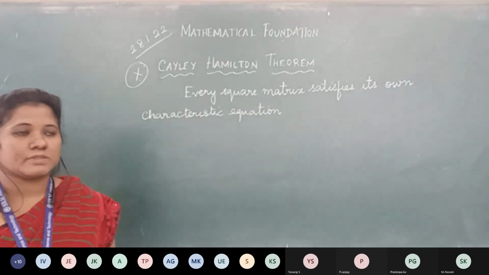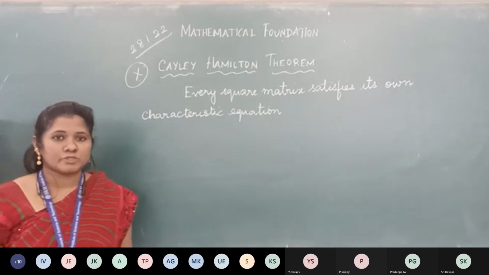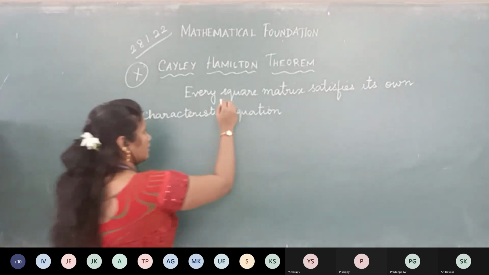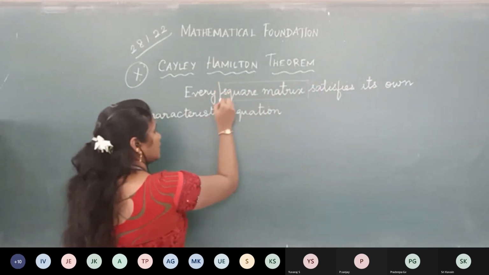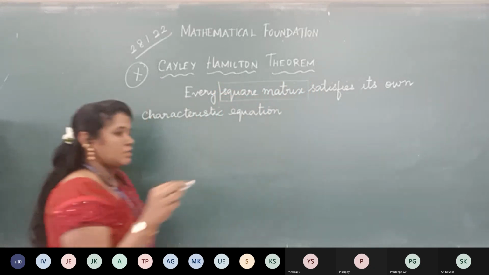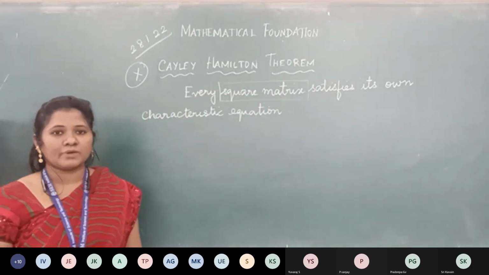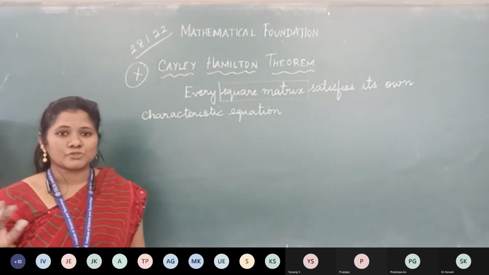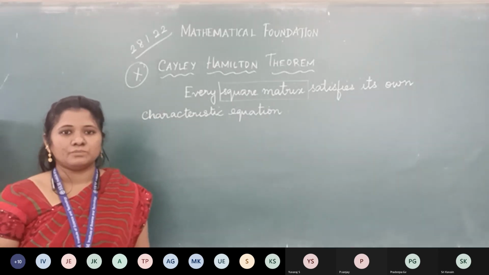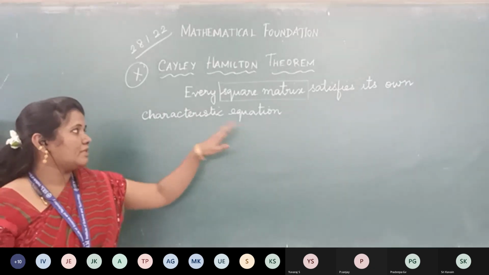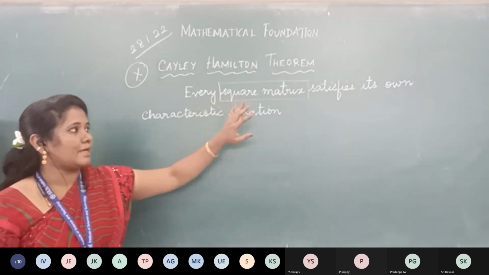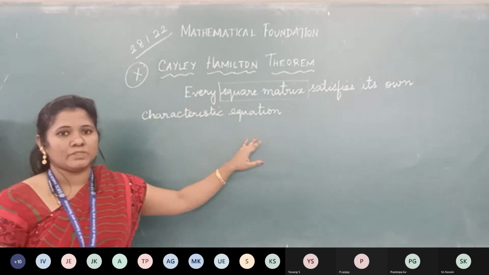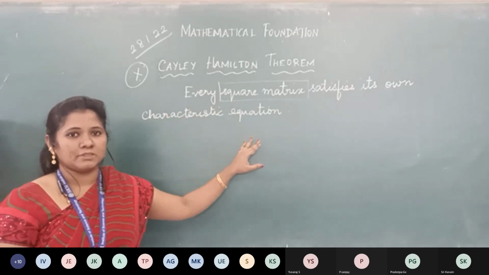Okay. So according to the Cayley-Hamilton theorem, what is the statement? Every square matrix satisfies its own characteristic equation. You find out your characteristic equation, and when you solve it, it will be equal to 0. Every square matrix will satisfy its own characteristic equation. That is your Cayley-Hamilton theorem.